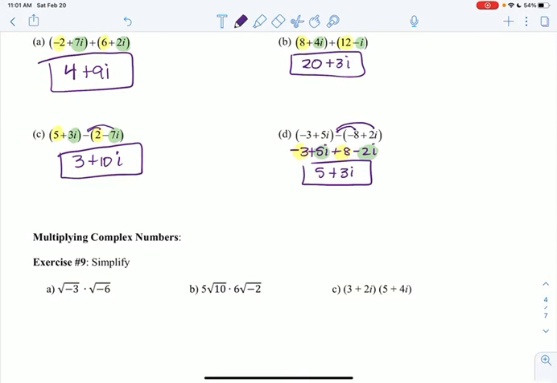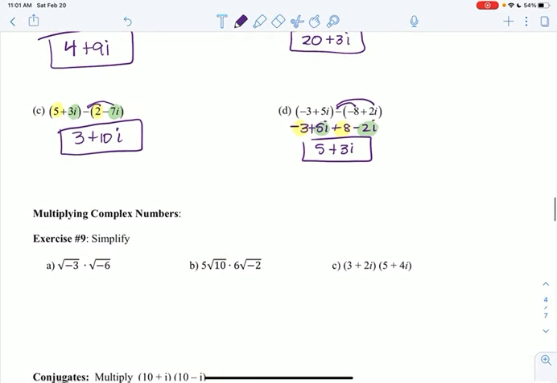Now multiplying complex numbers. Let's see how this works. So I have radical negative 3 times radical negative 6. Well, you know a negative times a negative is a positive, so this is radical positive 18. And they do want us to simplify all of these, so radical 18 simplifies to radical 9 and radical 2. So that gives me 3 radical 2.